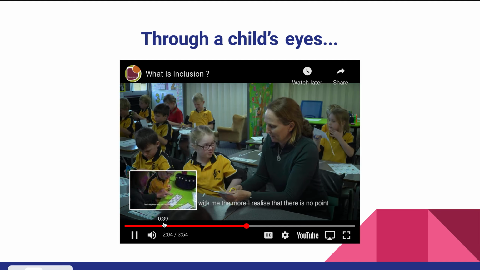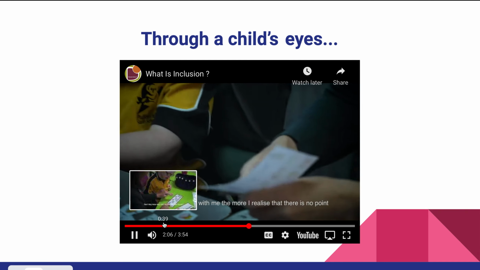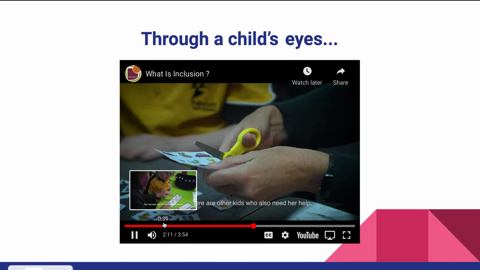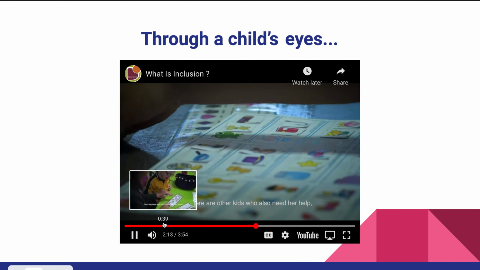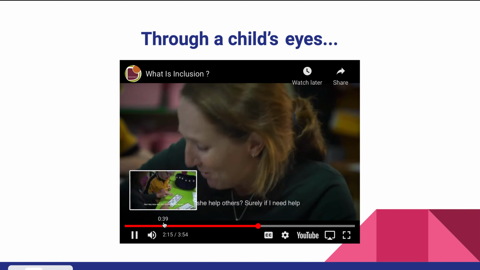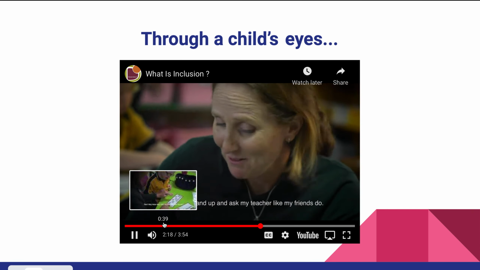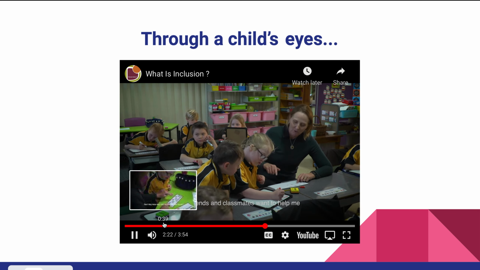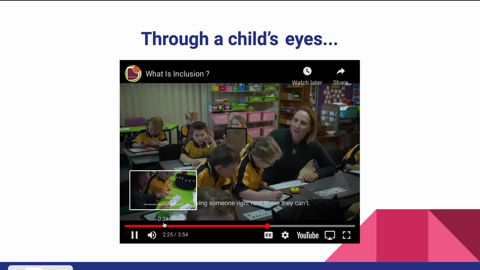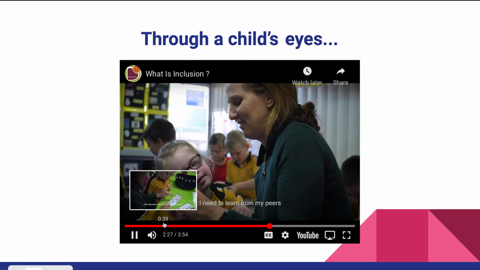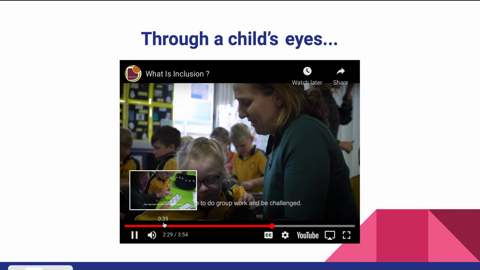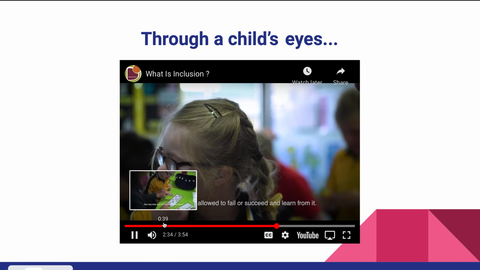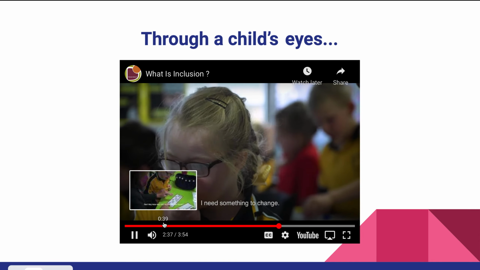The more she is with me, the more I realize that there is no point in me thinking for myself because she will give me the answer anyway. I'm sure there are other kids who also need her help. Does she need to be with me? Can't she help others? Surely if I need help, I can put my hand up and ask my teacher like my friends do. My friends and classmates want to help me, but by having someone right next to me, they can't. I need to learn from my peers, be able to do group work and be challenged. I want to be allowed to fail or succeed and learn from it. I need something to change.